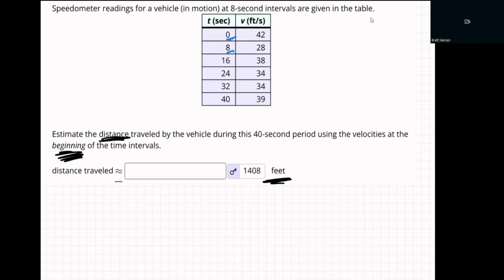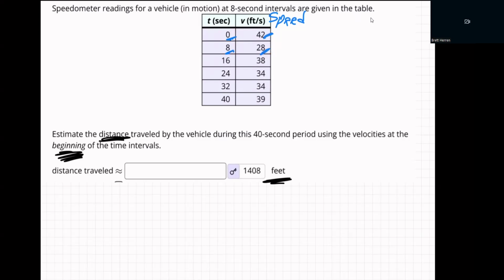From 0 to 8 seconds, the car started out going 42 feet per second. That was its speed. This is speed, right? Velocity is speed. And it ended going 28. It seems like it was slowing down during that 8 seconds. At the beginning of the time period, it was going 42 feet per second. By the end of the time period, it was going only 28 feet per second. So during those 8 seconds, it probably slowed down.